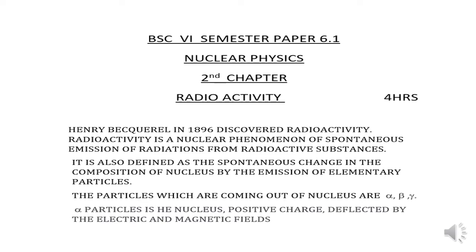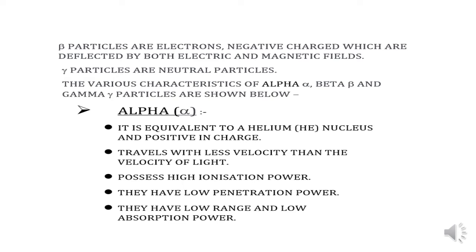Alpha particles are considered to be helium nuclei, which have a positive charge and are deflected by electric and magnetic fields. Later studies showed that beta particles are electrons, negatively charged, which are deflected by both electric and magnetic fields. And gamma particles are neutral particles. The various characteristics of alpha, beta, and gamma particles are shown below.